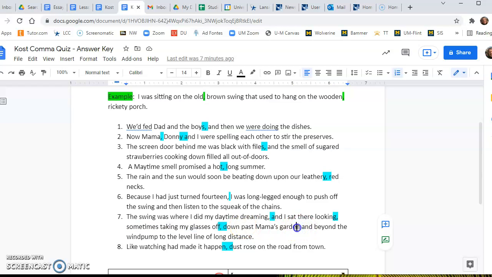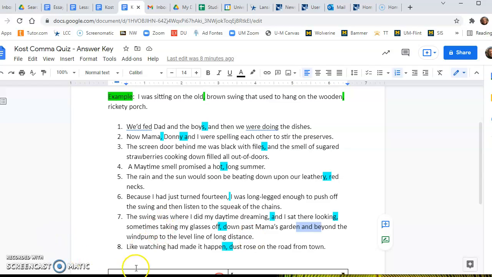And then again, this is "and beyond," a compound prepositional phrase, and between a compound anything, you don't have a comma. Like, "Mary and Jane went swimming." You know, there's no comma between Mary and Jane. And that's the same thing here. "Down past Mama's garden" is the first prepositional phrase. "Beyond the wind pump" is the second, and then again, "to the level line of long distance." So it's a compound prepositional phrase.